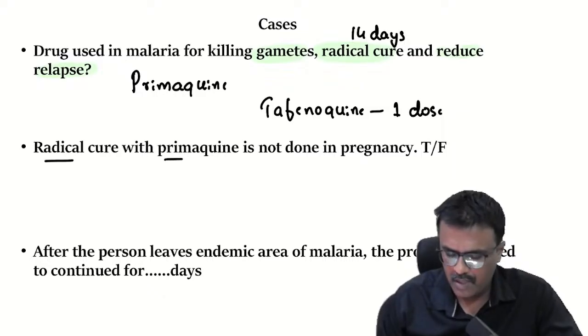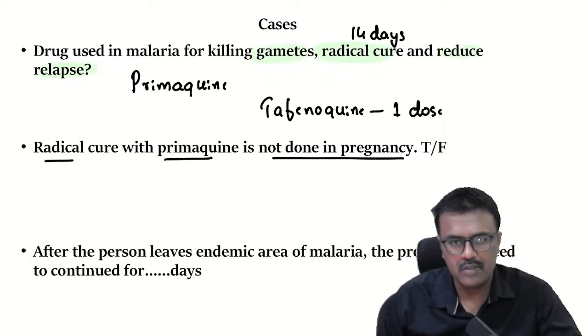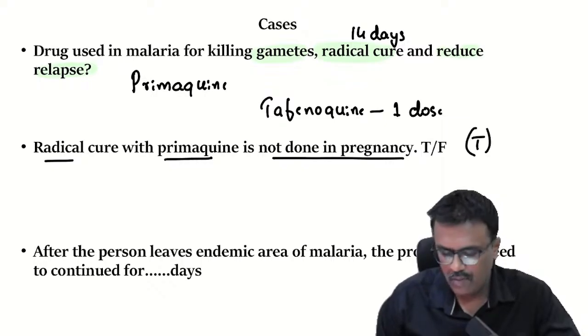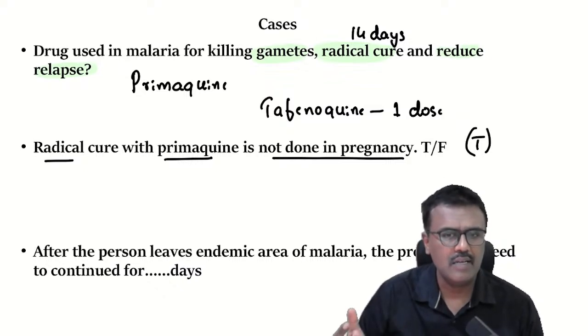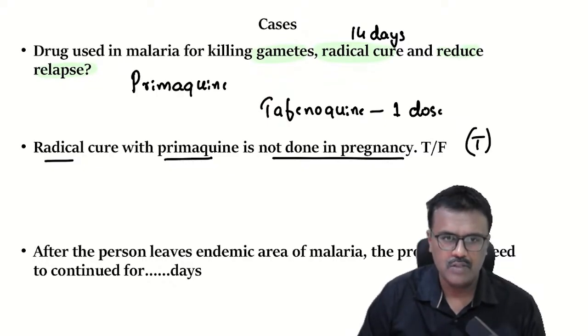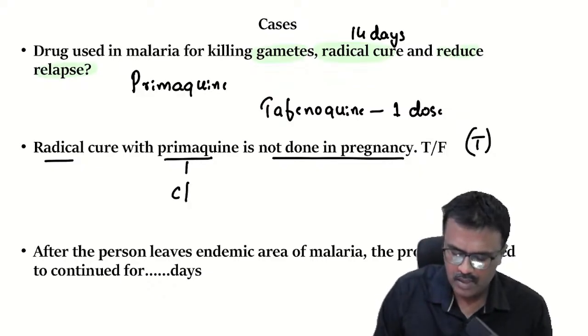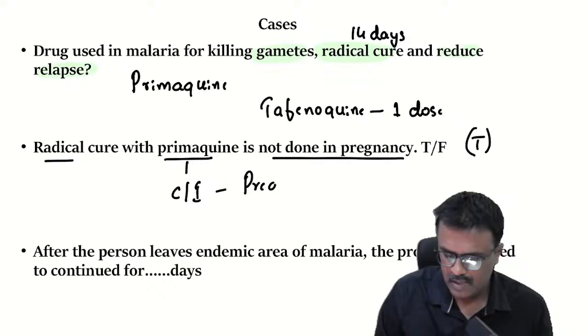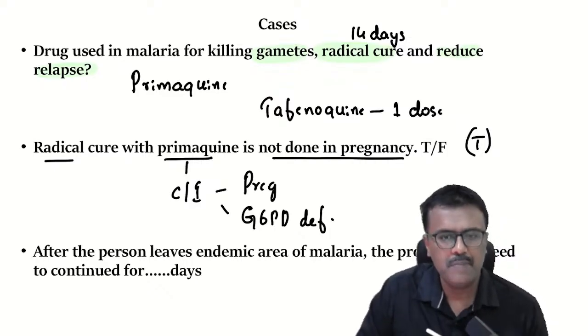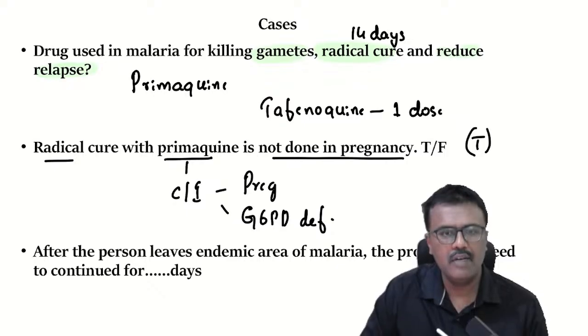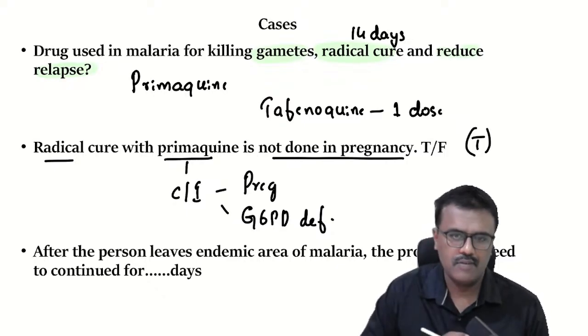Radical cure with primaquine is not done in pregnancy, true or false? True. If I give primaquine to a pregnant woman, it is going to cause hemolysis in the fetus, because the fetus is relatively G6PD deficient. So please understand, primaquine is contraindicated in pregnancy. It is contraindicated in G6PD deficient patients. If I give it to G6PD deficient people, it will cause hemolysis. If I give it in pregnancy, the fetus will suffer. So I don't give it.